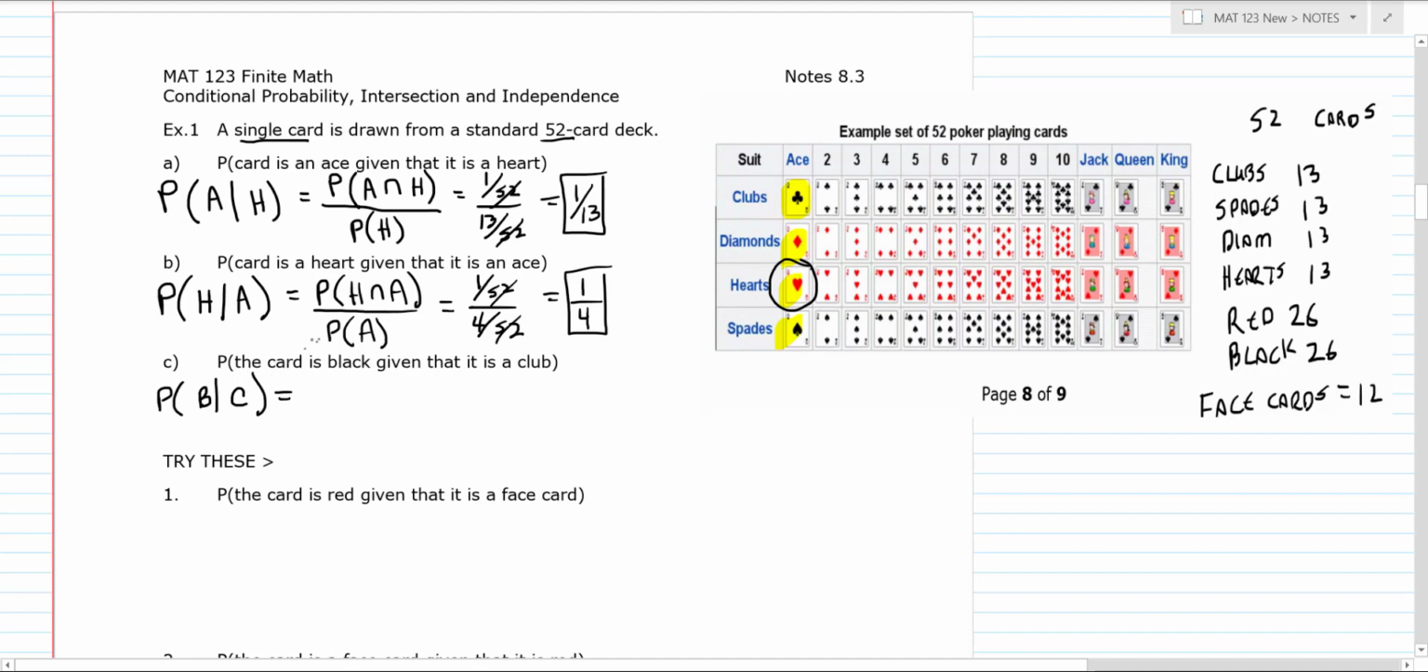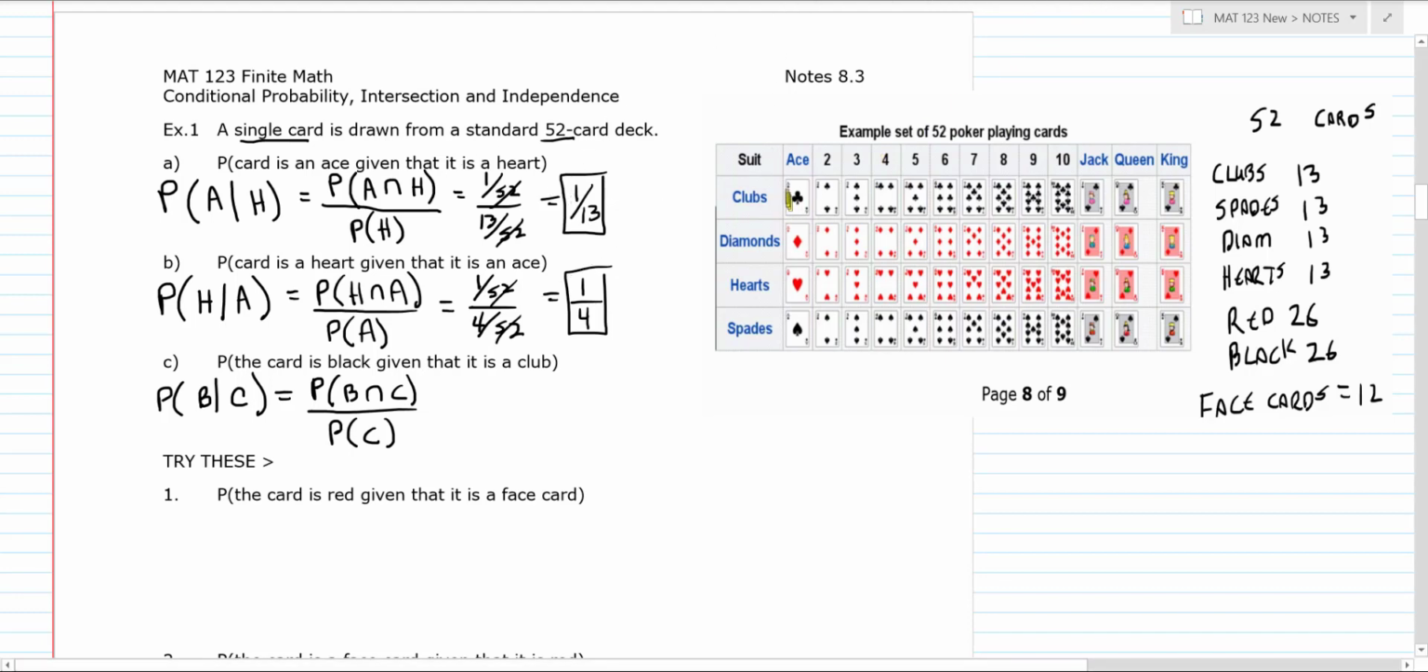So according to this, the formula says we would do the intersection of cards that are black and club at the same time, divided by the probability of something being a club. So let's crunch it out, and then we'll talk about if the answer makes sense to you or not. If you understand cards, you could tell me what the probability is without thinking about it too much. Okay, so it's got to be the intersection of black and clubs.